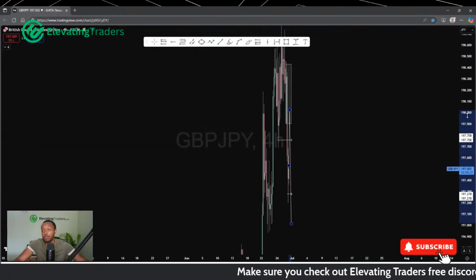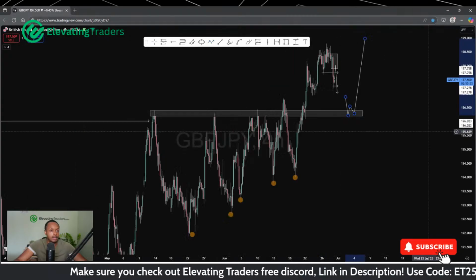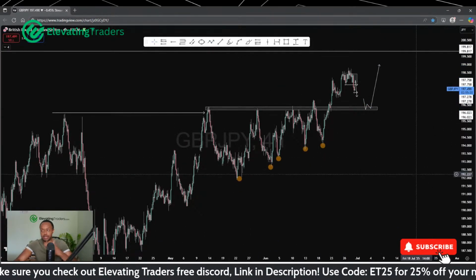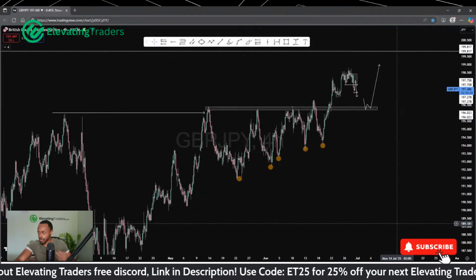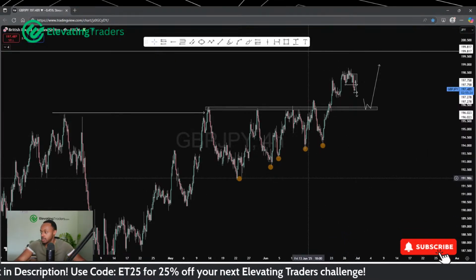But of course, I'm looking at the 4-hour chart, so that's kind of where I want to be operating on. But same idea really. Euro USD, we'll take a look at that buy opportunity as well.